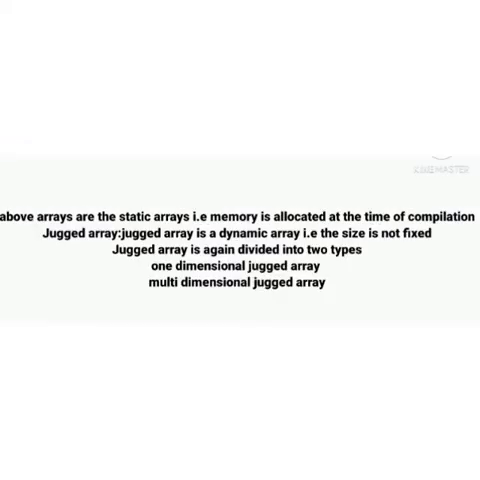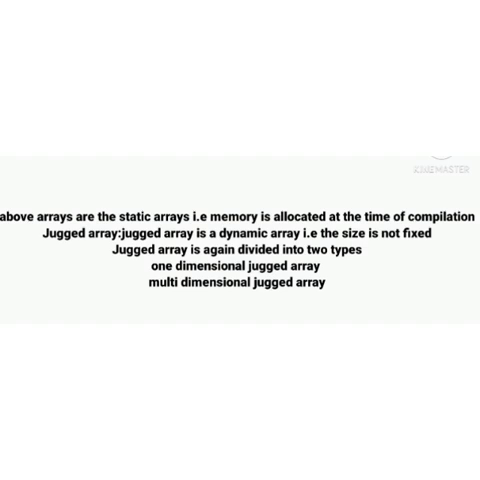Next, the above arrays are called static arrays, that is, the memory is allocated at the time of compilation. Next one is the jagged array. A jagged array is a dynamic array, which means the size of the jagged array is not fixed. A jagged array is again divided into two types: one-dimensional jagged array and multi-dimensional jagged array. For a one-dimensional jagged array, there is no need to declare the size of the array. For this, array memory is allocated at the time of running.